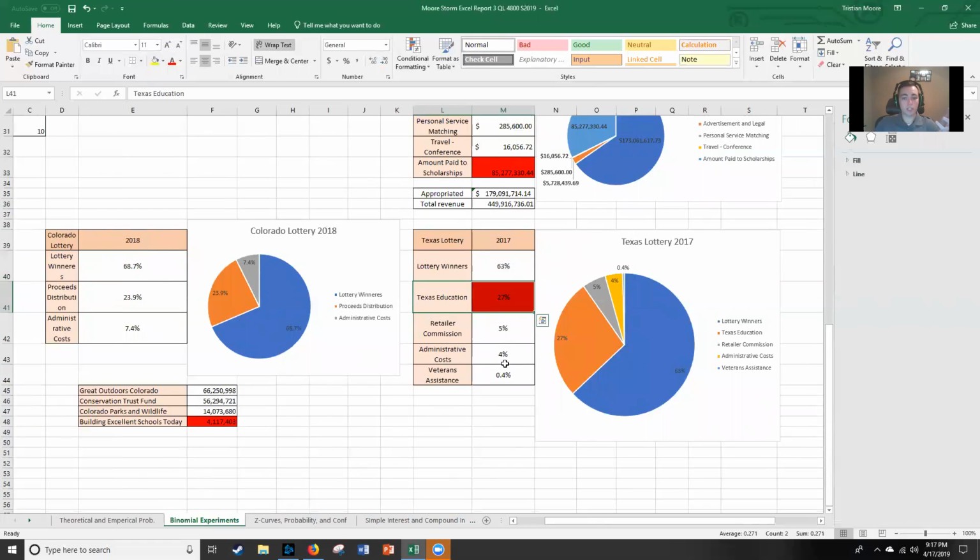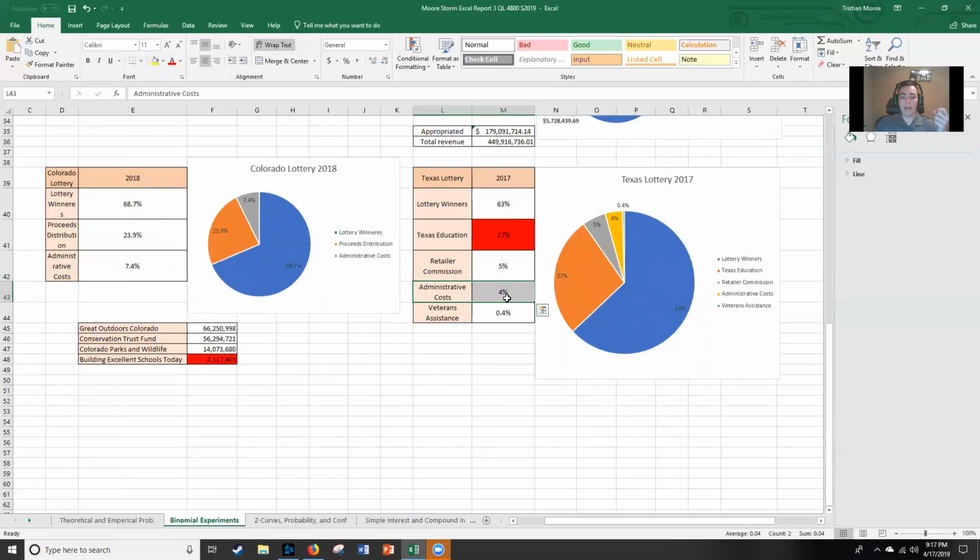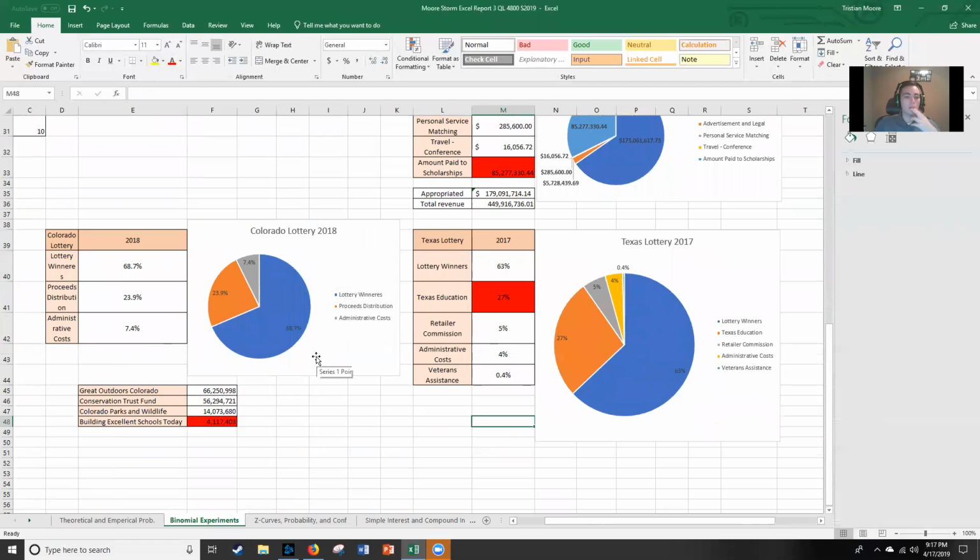27% goes to Texas education. 5% for retail commission. 4% for administrative software. And I thought this was interesting. They actually give almost 0.5% to veterans assistance. So I thought that was pretty cool. Colorado, however, their lottery winners, they give back almost 70% of what they generate.